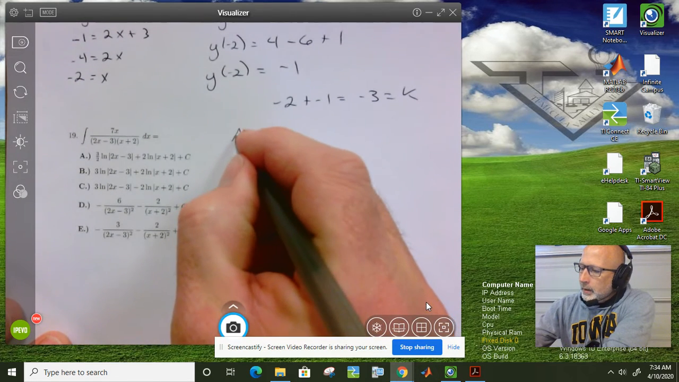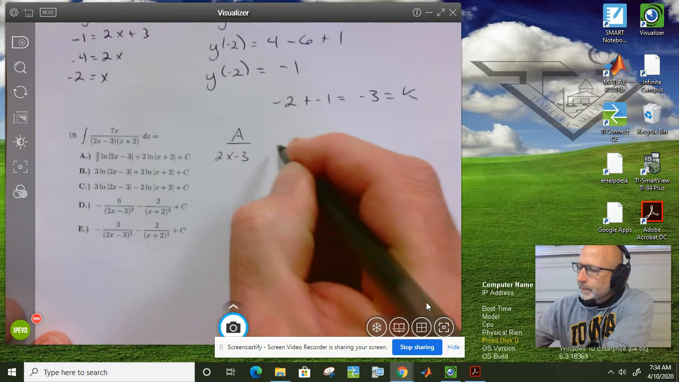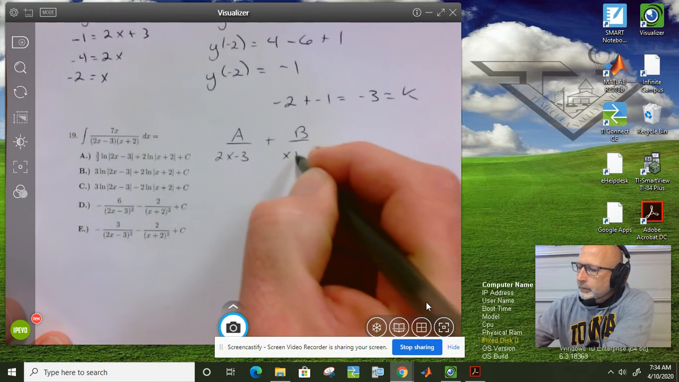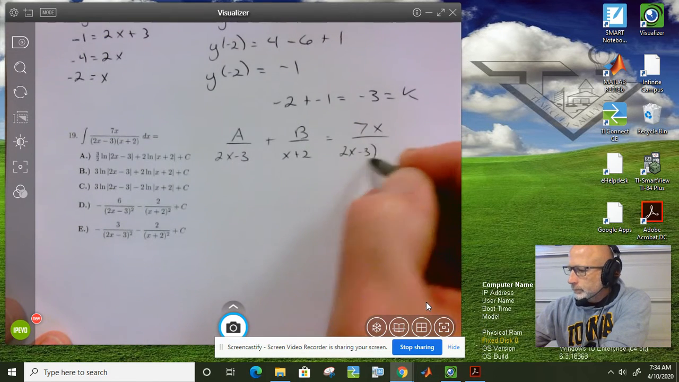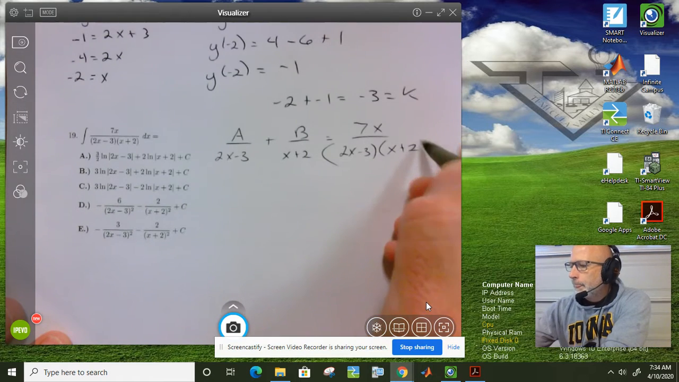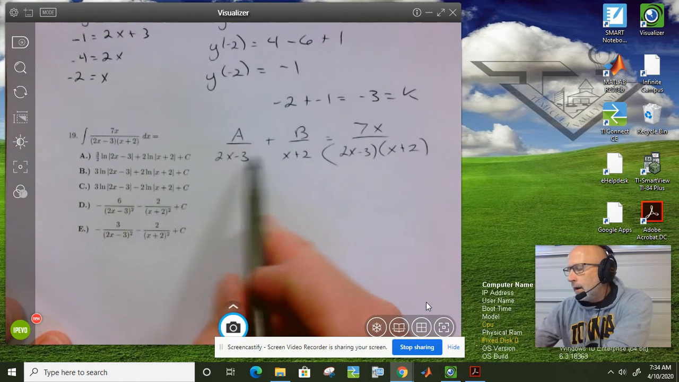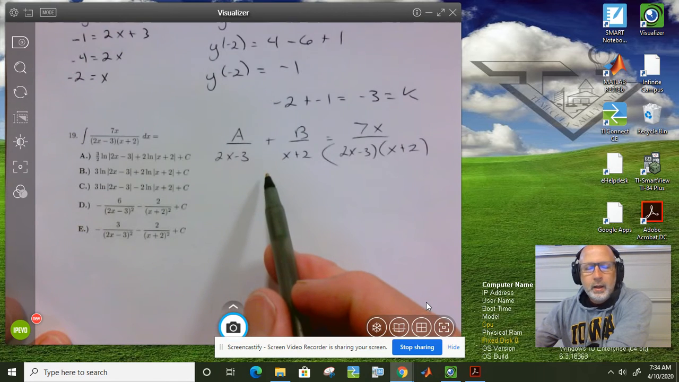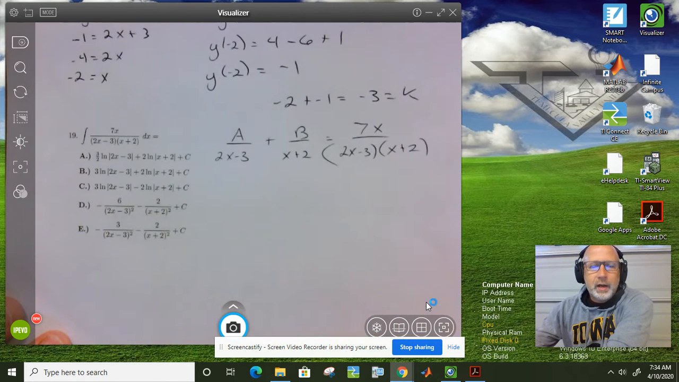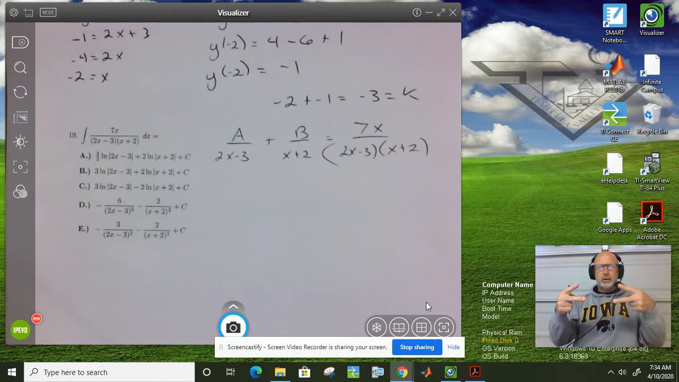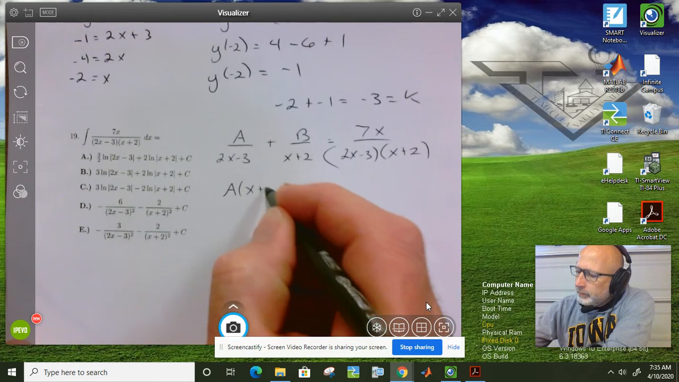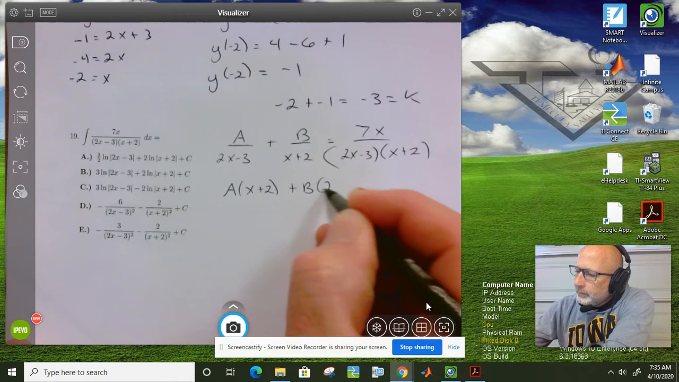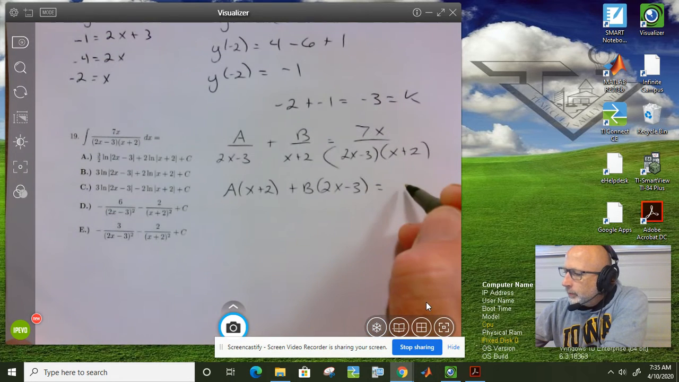Okay, so I'm going to go a all over 2x minus 3 plus b all over x plus 2, and that's going to be equal to 7x all over 2x minus 3 times x plus 2. Okay, so combining common denominators here, remember what I do? I always just ignore the denominators, because if you have two fractions that are equal to each other, and the denominators are equal to each other, then the numerators have to be equal to each other as well. So I have a times x plus 2 plus b times 2x minus 3 is equal to 7x.